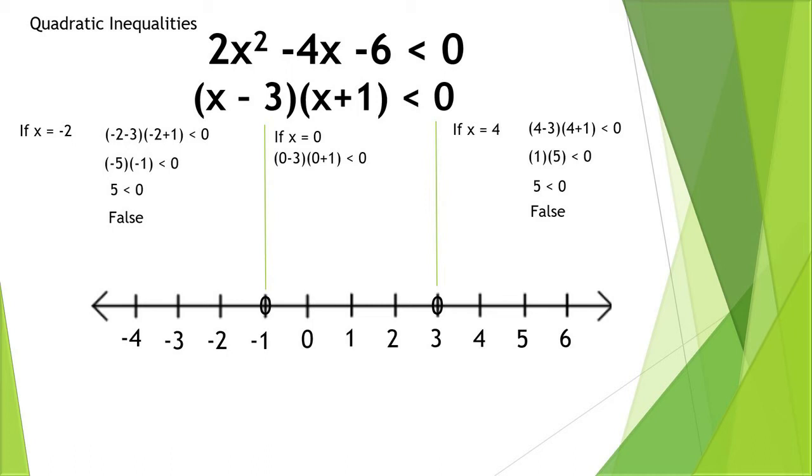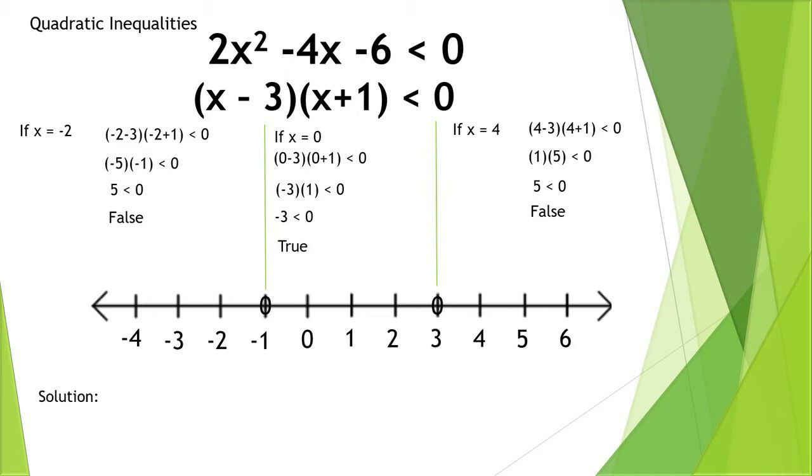And 0 plus 1, of course, the answer is 1. So we get negative 3 times 1 less than 0. And what is negative 3 times 1? So the answer is negative 3 less than 0. And we all know that negative 3 is less than 0. So it means 0 is included in the solution.